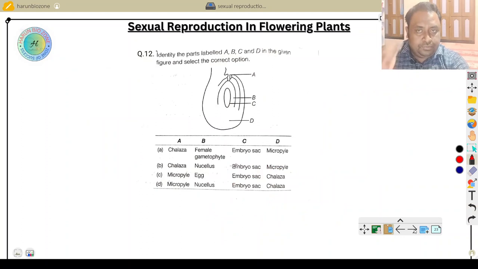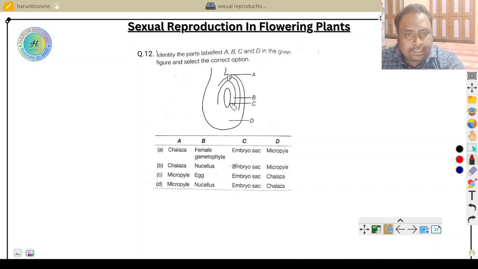Next question. Identify the parts labeled A, B, C, and D in the given figure and select the correct option. So here, A means chalaza. A, this is the micropyle region, through which the pollen tube enters into this ovule. Clear? B is the nucellus. This is the nucellus.